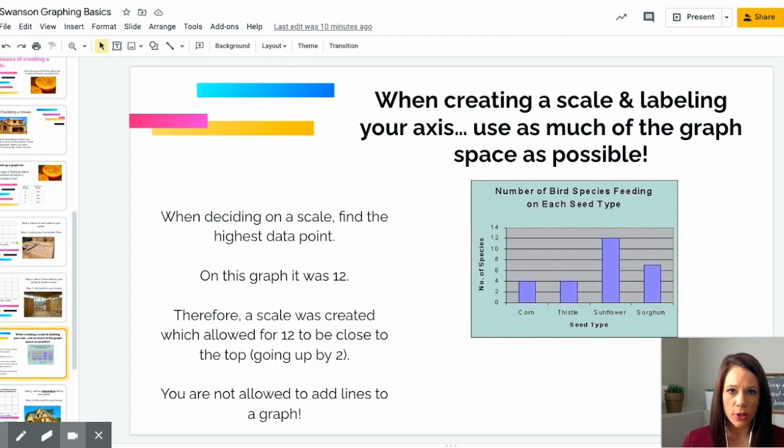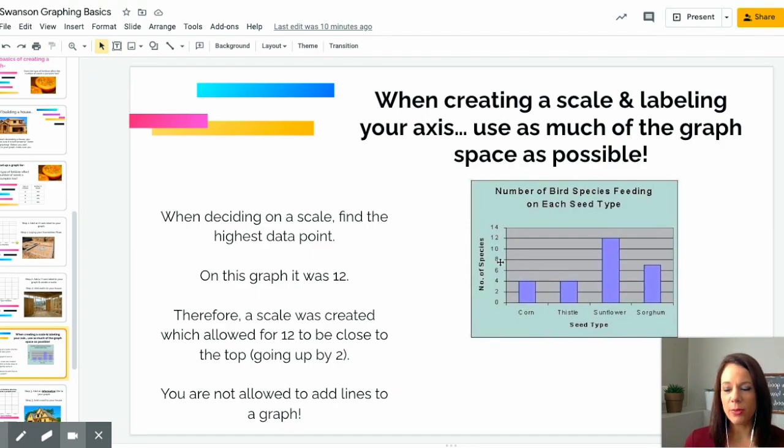Usually what I first do is I find my highest number in my data set, okay? In this graph here, the highest number was 12. So somewhere up towards the top, you should have 12 or a little bit over. So sometimes it's best to just start going up by ones. And then if it doesn't work, if you can't get to, in this case, 12-ish, then you probably have to go up by 2s or by 5s.